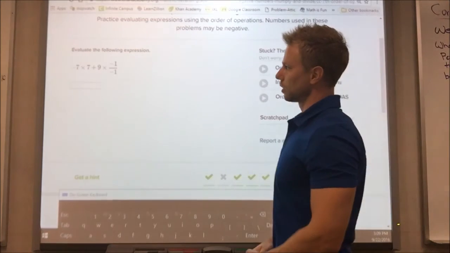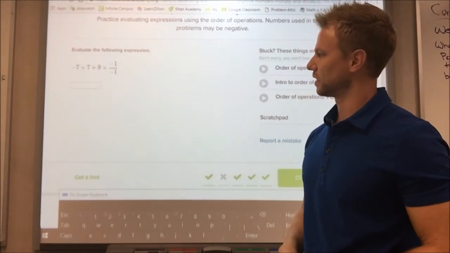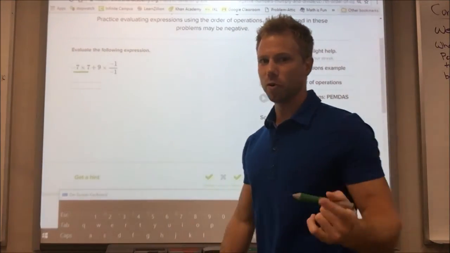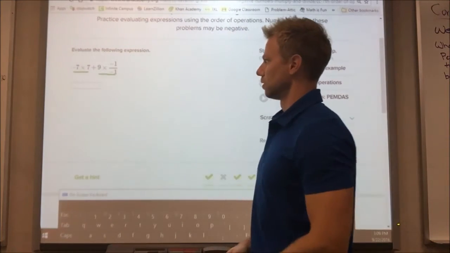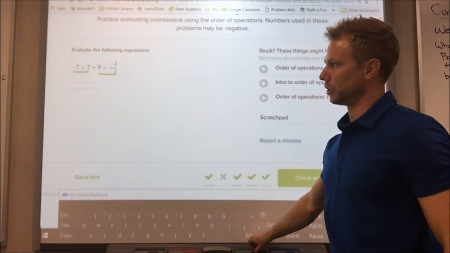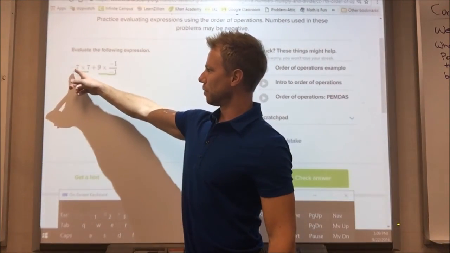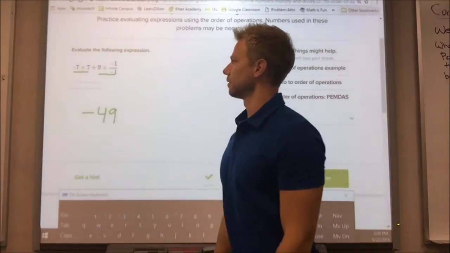Okay, this one looks a little confusing and complicated at first, but once you do some simplifying, it's not too bad. We start with multiplication and division before addition and subtraction. So I have to do those two parts first. -7 times 7, an odd number of negatives is going to be negative. 7 times 7 is 49.